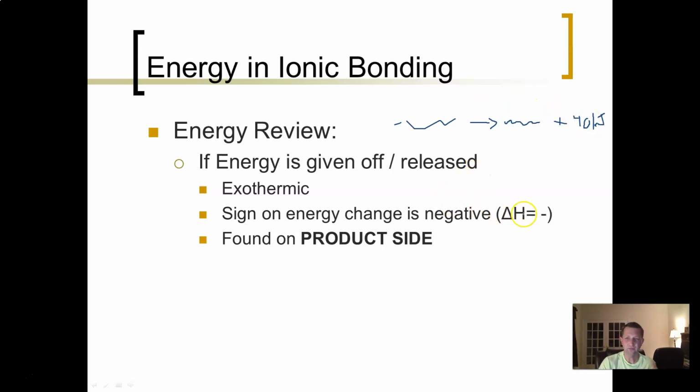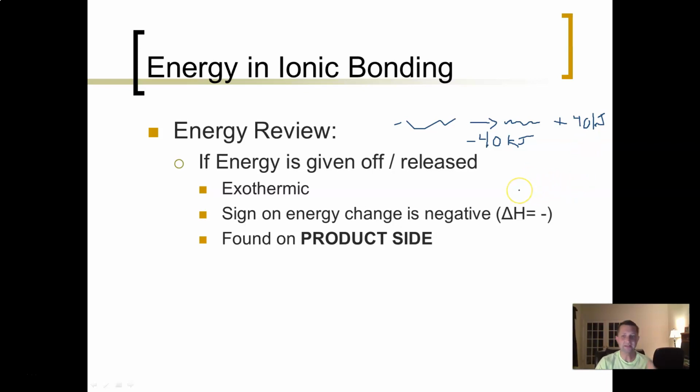You're going to say, where's the negative sign? The negative sign just tells you that it's being released. That means we put it on the product side. So the overall energy change for this reaction would be negative 40 kilojoules. Okay? You're never going to see a negative energy value in an equation like this. So that's important here.